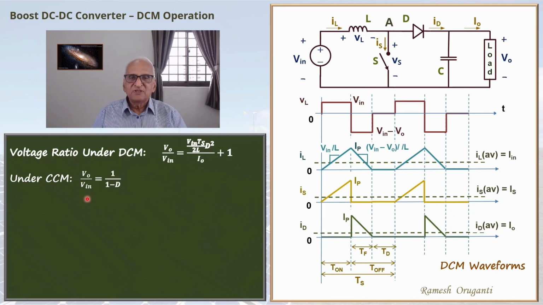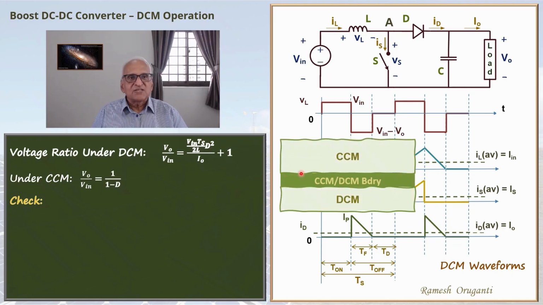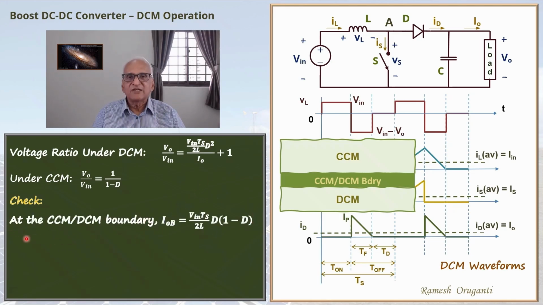Now we will do a simple check on the derived equation. The check is like this. Let's say this is the CCM region, this is the DCM region, and this is the boundary. The CCM voltage gain equation is valid at the boundary. The DCM voltage gain equation is also valid at the boundary. So we will take the DCM voltage gain equation and then apply the boundary current expression. So I naught, we will set it equal to I naught B. So at the CCM DCM boundary, I naught B is V in Ts by 2L d times 1 minus D.